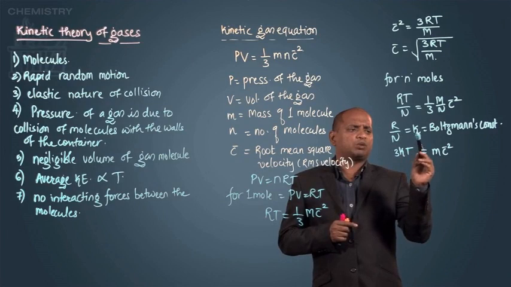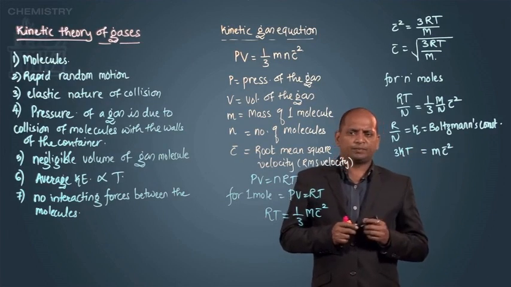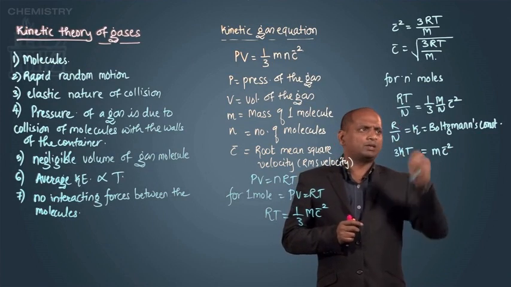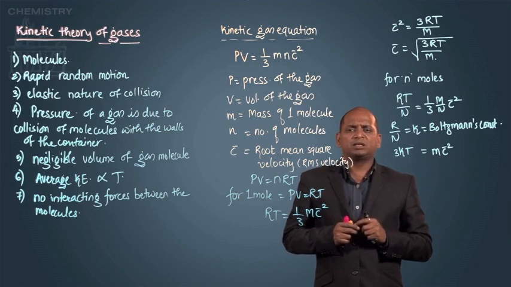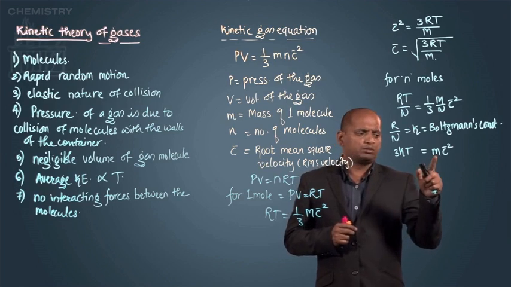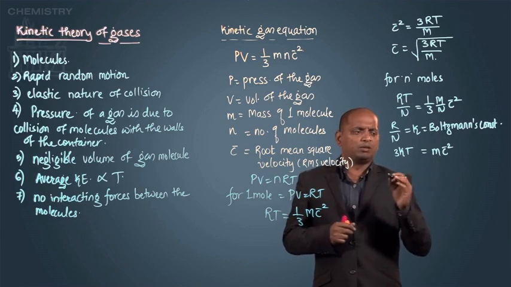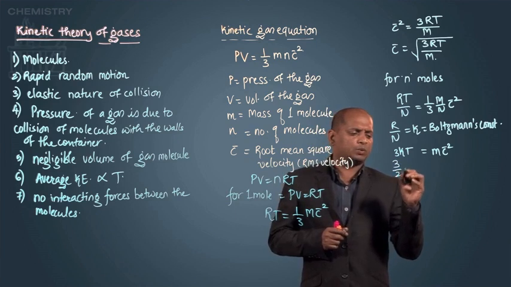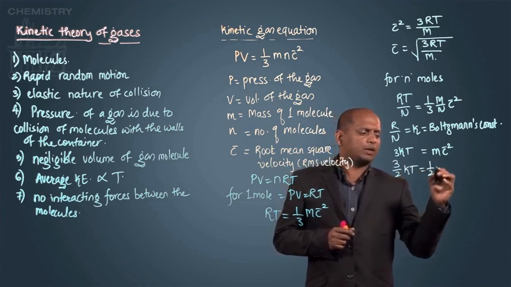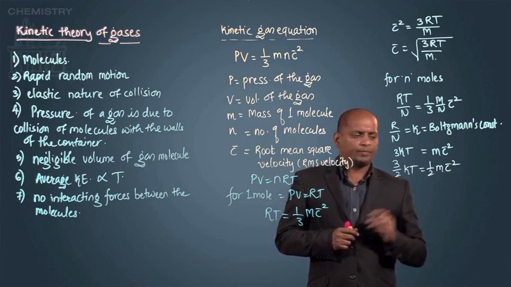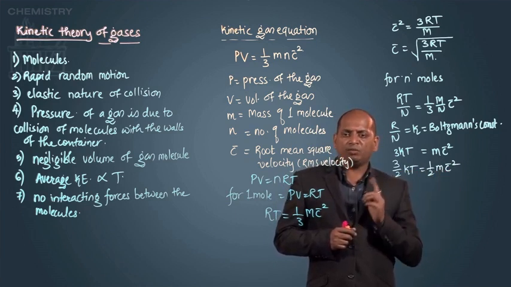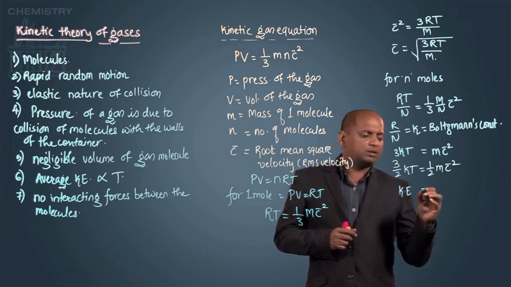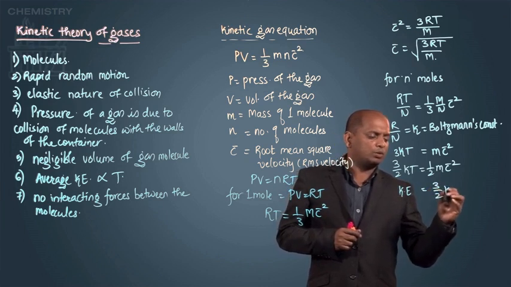So R by n is equal to k, the Boltzmann constant. So 3kT is equal to m by n, that is the mass of one molecule, times c bar square. Now dividing both sides by 2, we can write 3 by 2 kT is equal to 1 by 2 m c bar square. This is nothing but the kinetic energy of one molecule. So kinetic energy per molecule is equal to 3 by 2 kT.